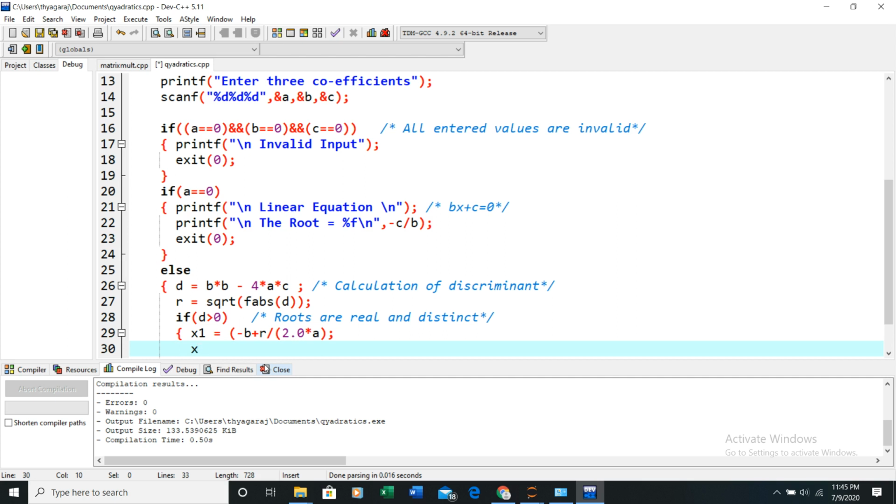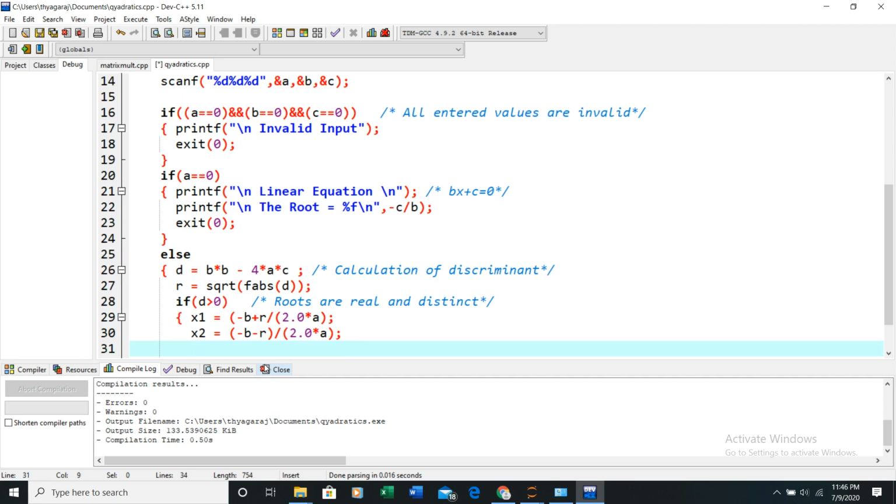Then x2 equal to minus b minus r divided by 2.0 star a. Then you will printf, then slash n, the roots are real and distinct.